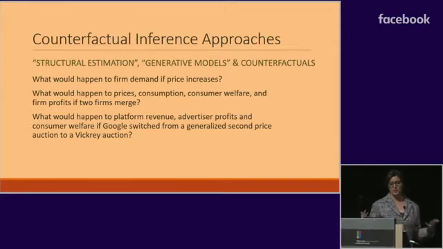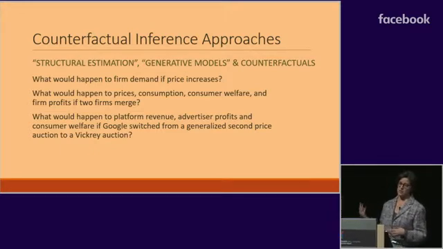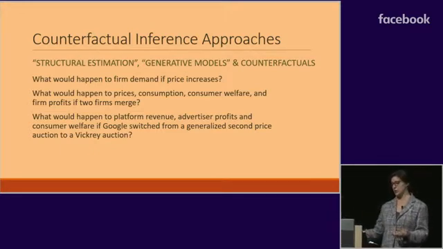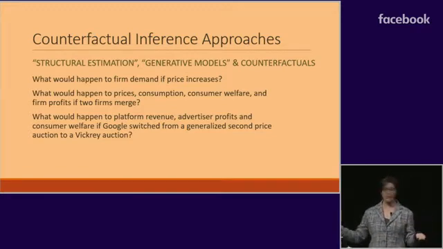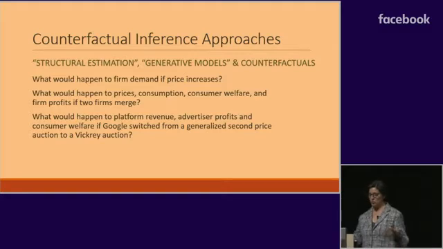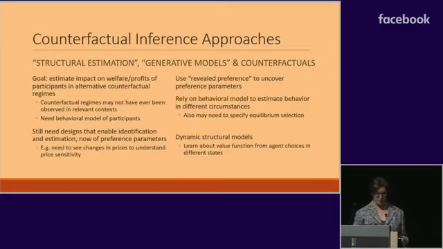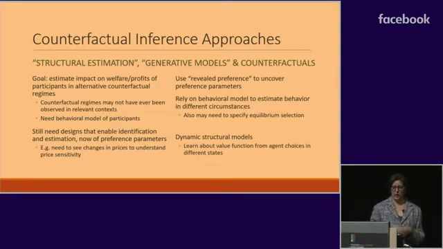What would happen to prices, consumption, and welfare if two firms merge? What would happen to platform revenue, advertiser profits, and consumer welfare if Google switched from a generalized second price auction to a Vickrey auction? And that's a change actually that Facebook made at some point, and those of us working in this literature discussed that at the time. Okay, so how does this work?